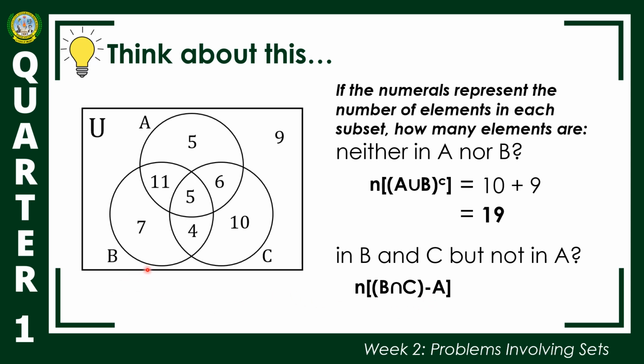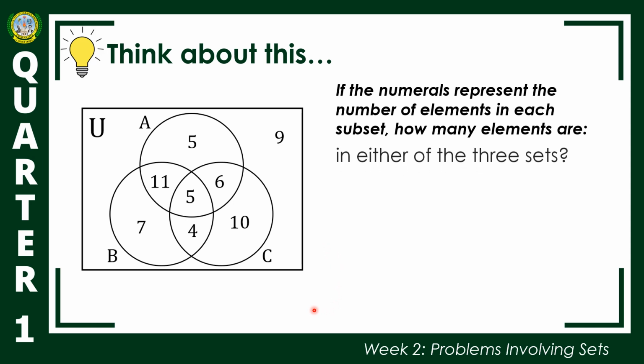So, tingnan natin sa Venn diagram. Ang B intersection C ay ito. So, dahil nga po dapat wala po kay A, aalisin natin yung 5. So, ang matitira na lang po is 4. There are 4 elements in B and C, but not in A.